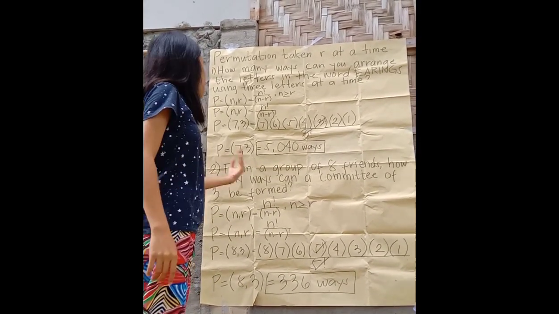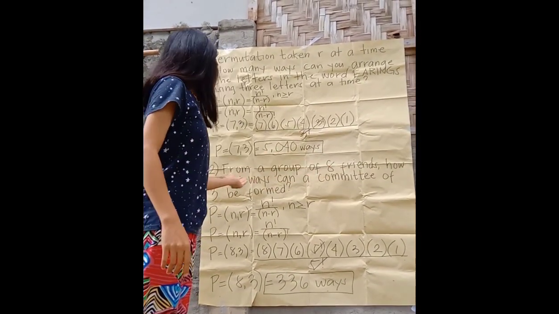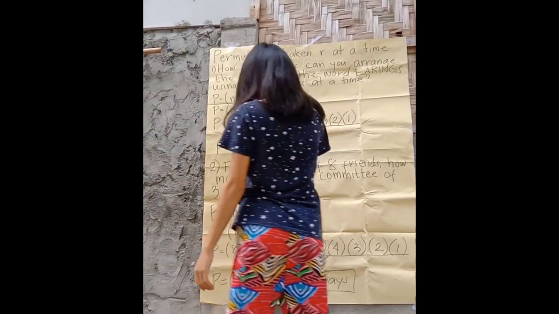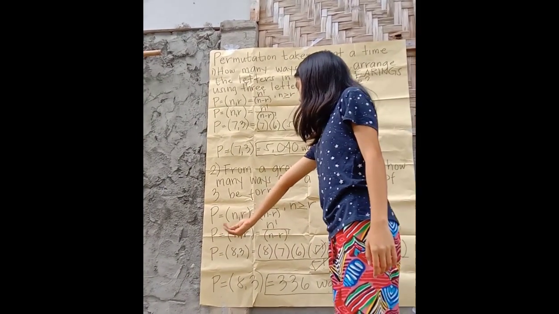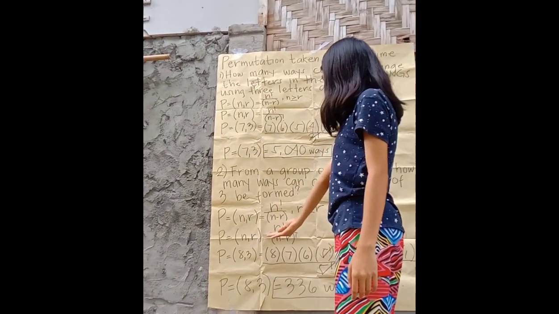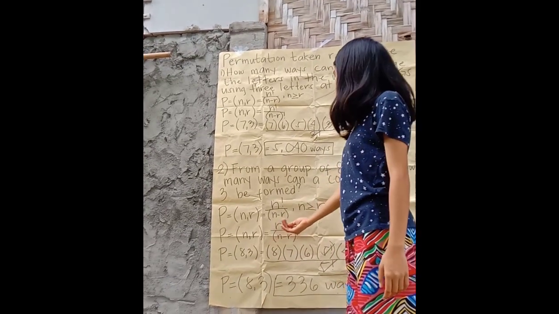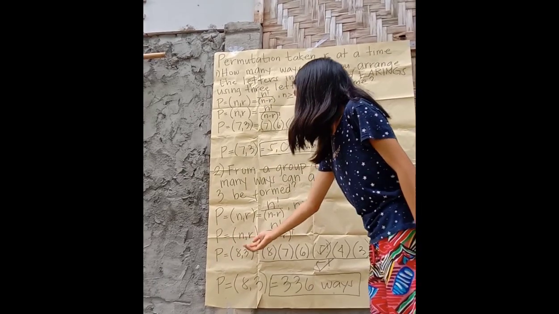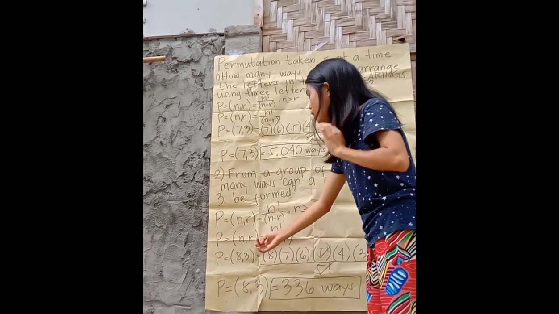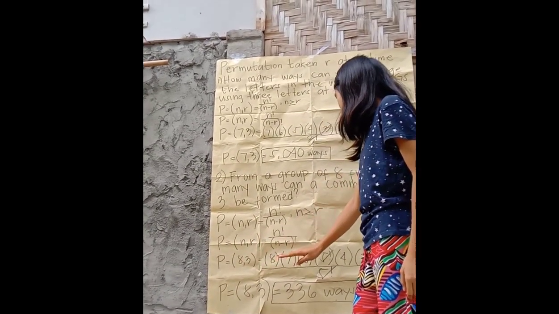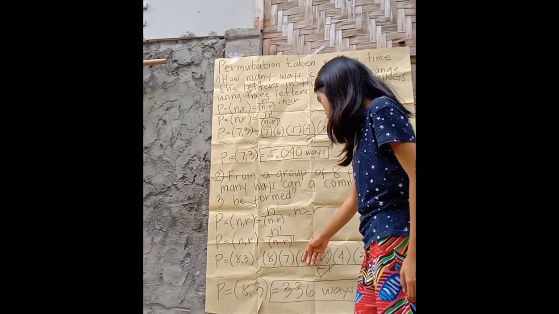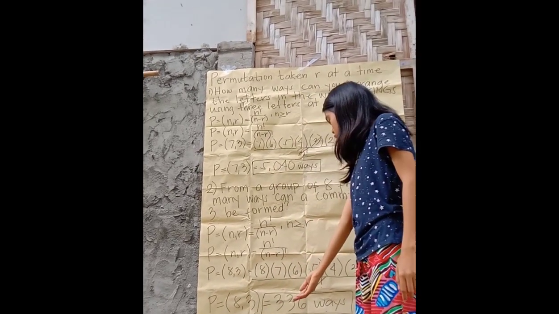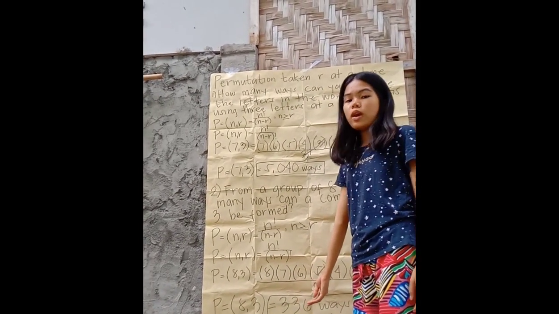Problem number 2. From a group of 8 friends, how many ways can a committee of 3 be formed? So, P(n, r) equals n factorial over n minus r factorial. So, the n here is 8, and the r is 3. So, 8 times 7 times 6. So the answer is P(8, 3). So, the answer is 336 ways.